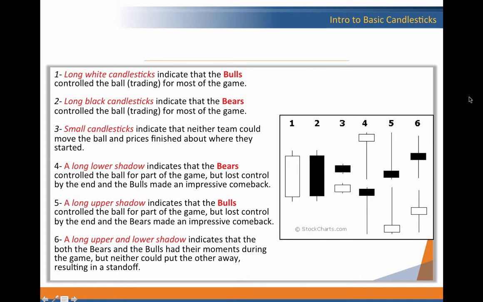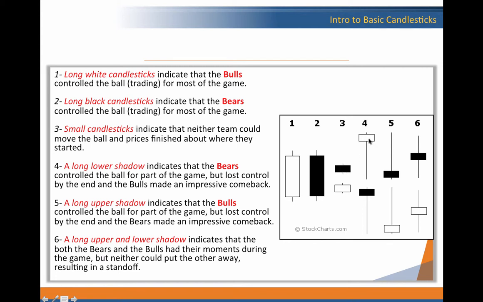So in this example here, we're going to take a look at the first candle, which is a long white candlestick. And that indicates that the bulls controlled the ball for most of the trading game. Long black candlestick on 2 here indicates that the bears controlled the ball most of the game. The smaller candlesticks here mean really nobody won. It was just in a trading channel for that day, a very low price movement.